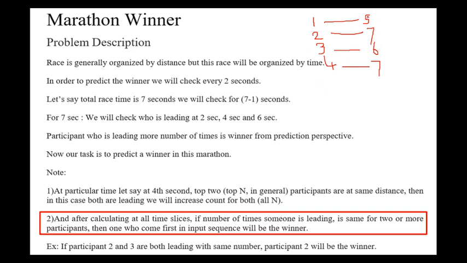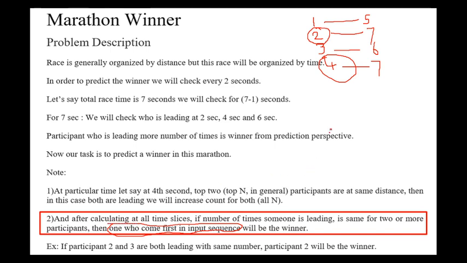So there are 2 persons that were leading for the majority of the time. Who are they? Participant 2 and participant 4 are both leading. In this scenario, who should be considered the winner? Is it participant 2 or participant 4? That is what they say here: the one who comes first in the input sequence will be the winner.